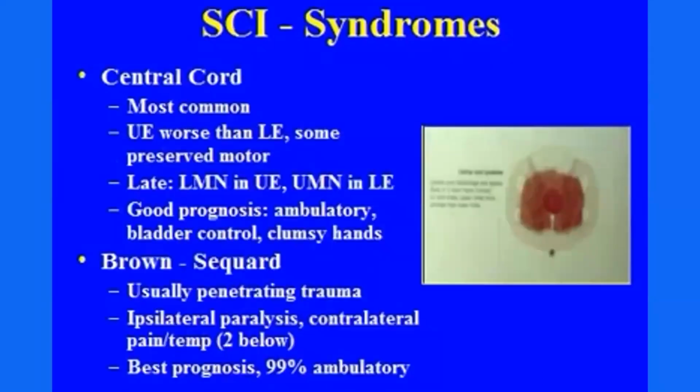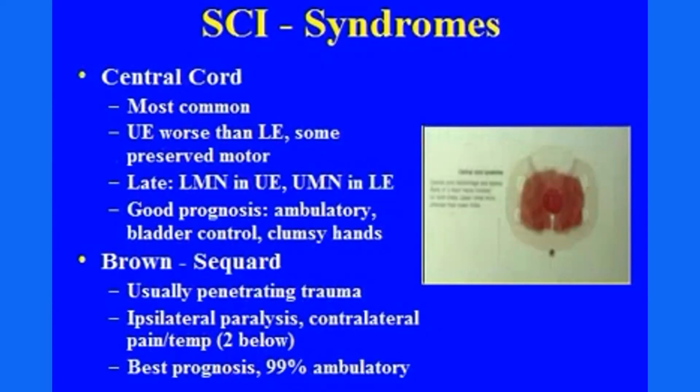The central cord, we spoke about it. The upper extremity is worse than the lower extremity. It's most common in elderly patients. It has a good prognosis. They can end up having good bladder control, and the hands might not be so clumsy.